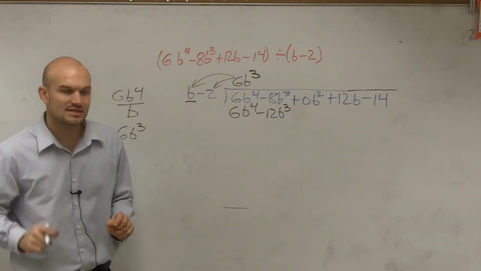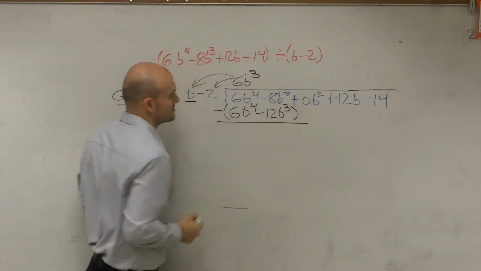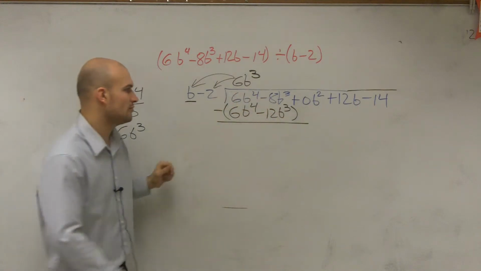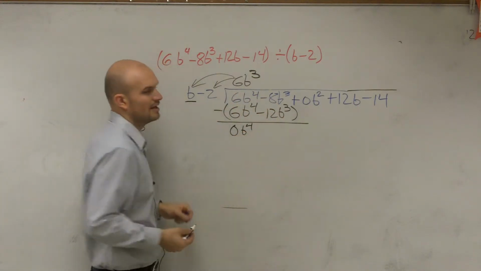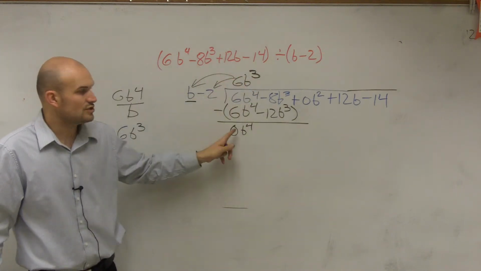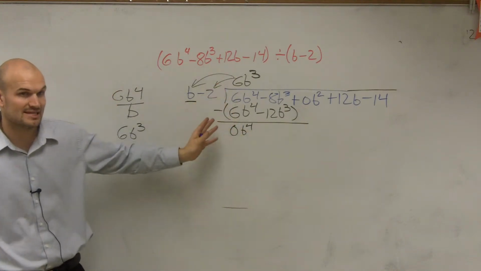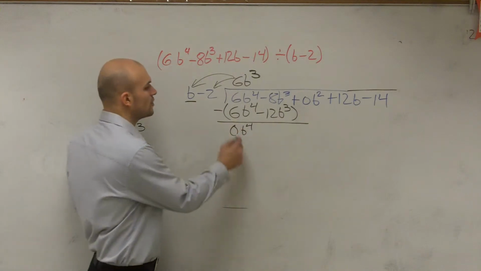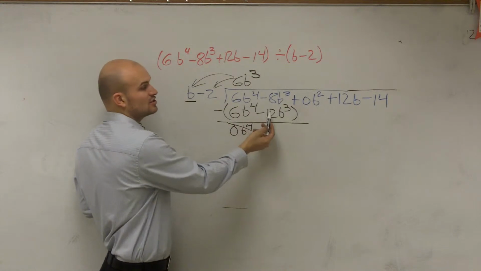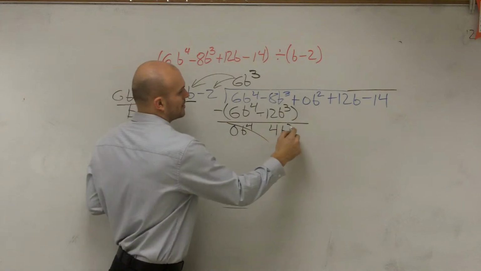Now, here's the most common mistake number 2. Students subtract, and they don't put the second row in parentheses. Because you have to say this out loud: 6b to the fourth minus 6b to the fourth is 0b to the fourth. And if you don't get that, you did something wrong. When this evenly divides into it, you should always get 0. If you don't get 0, either it doesn't divide into it, or you made a mistake. So therefore, you have 0b to the fourth, which we know goes to 0, negative 8b cubed minus a negative 12b cubed. That's a double negative. So therefore, you're going to be left with 4b cubed.